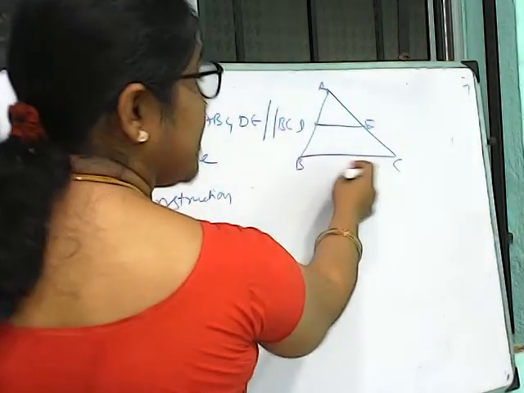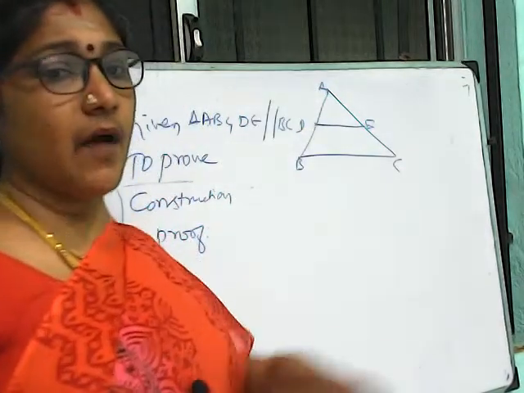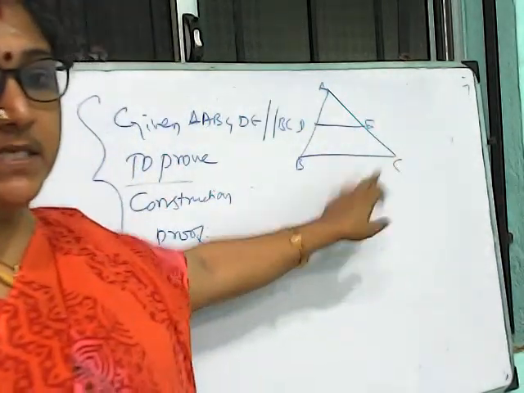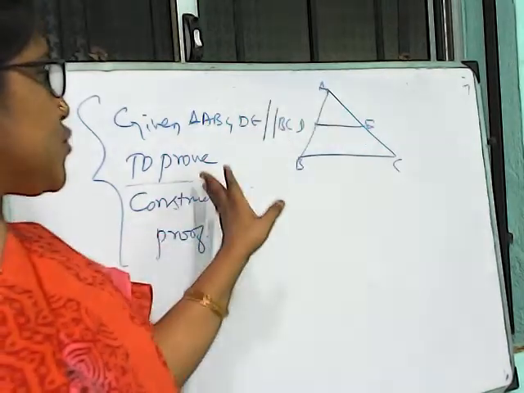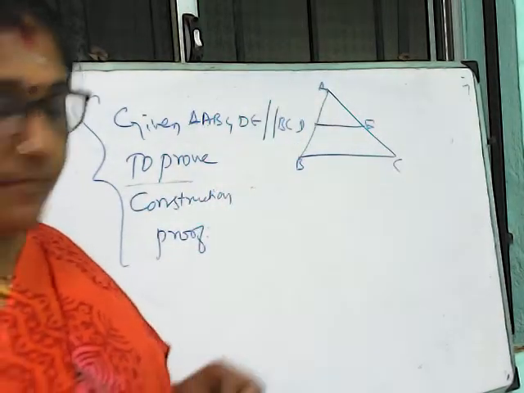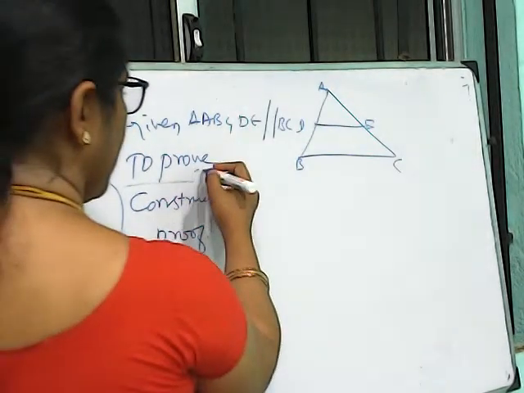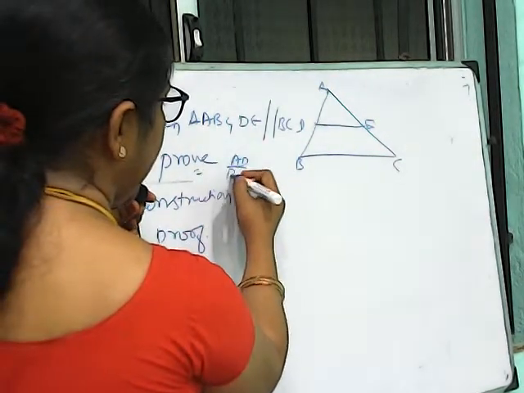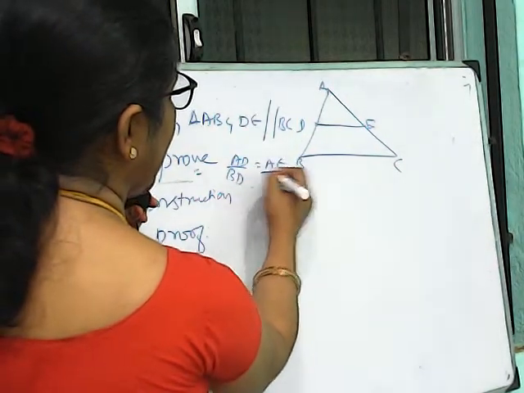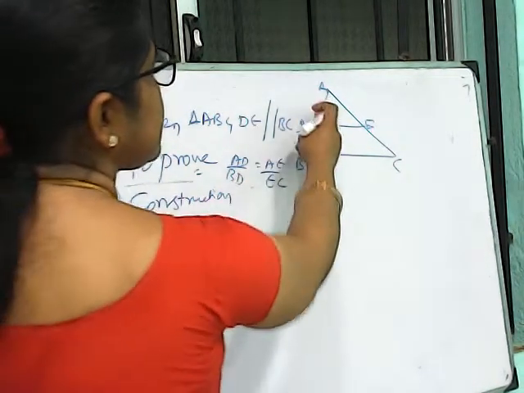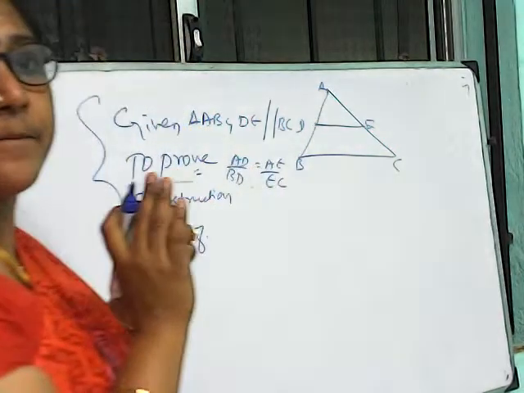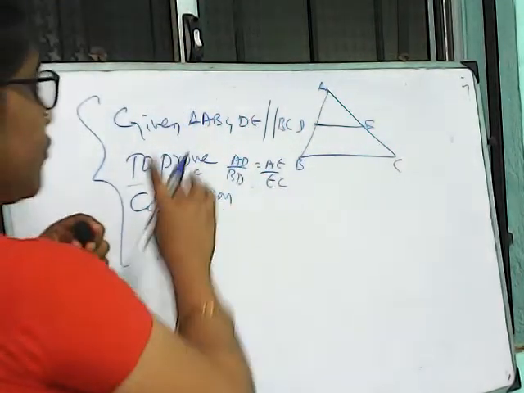DE is parallel to BC. Got it? Okay. Now DE parallel to BC. This is done. Now, what are we supposed to prove? What is given? This is what is given. Nothing other than that here. To prove AD by BD is equal to AE by EC. These two sides' ratios are the same. Okay. Now this is what you need to prove.